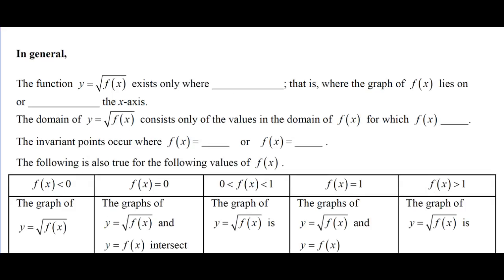That was last year. In general, the function y equals the square root of f of x exists only where f of x is greater than or equal to 0, right? So the evaluated function, that's some function you're going to evaluate, you say, hey, that's got to be greater than or equal to 0. Or that is where the graph lies on or above the x-axis.